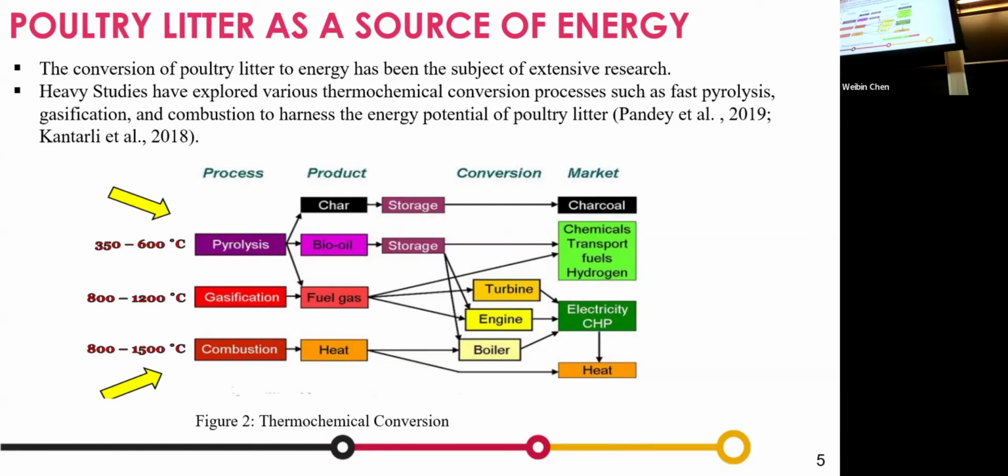There are various processes which we use. We have the pyrolysis, which ranges from 350 to 600. We have the gasification from 800 to 1000. We have the combustion, which is from 800 to 1500. And this research is going to stay on the combustion part of it.